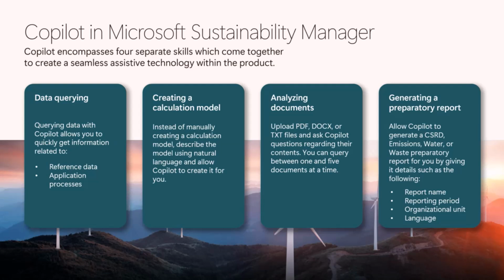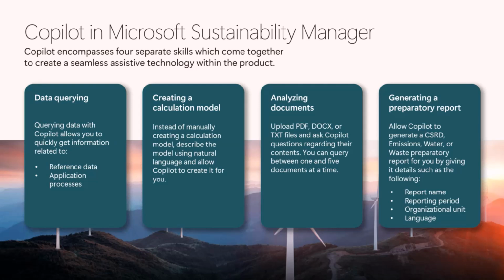With Copilot, rather than filling in the manual preparatory report form, you can now simply ask Copilot to create that preparatory report for you, again, for CSRD, emissions, water, or waste reports, by simply giving it a few pieces of information, such as report name, the reporting period, the organizational unit, the language. Sometimes you can even drill down by a particular scope or set of categories that you'd like to look into, etc. So that just about covers the 4 separate skills that encompass Copilot in Microsoft Sustainability Manager.